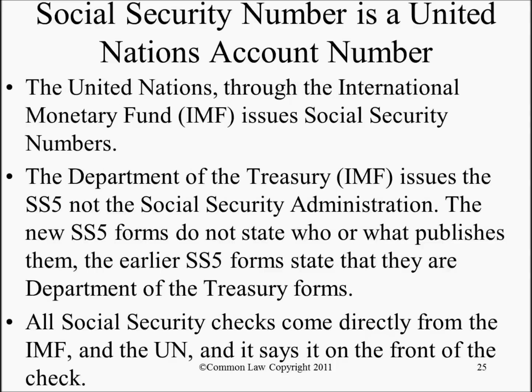The United Nations, through the International Monetary Fund, issues Social Security numbers. The Department of the Treasury issues the SS5, not the Social Security Administration. Well, gee, that's the UN, people. The new SS5 forms do not state who or what publishes them. The early SS5 forms state they were Department of Treasury forms, which is the IMF, people. All Social Security checks come directly from the IMF and the UN, and it says it on the front of the check.